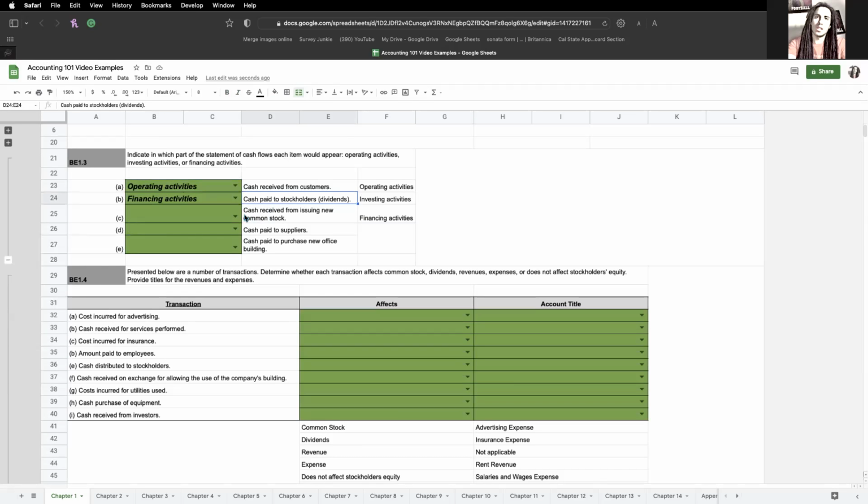Cash received from issuing new common stock, that's another financing activity, as the consumers are financing the company's operations by giving them cash, and in exchange, they get ownership over the company partially. Cash paid to suppliers, that's an operating activity. And finally, cash paid to purchase a new office building, this is an investing activity.